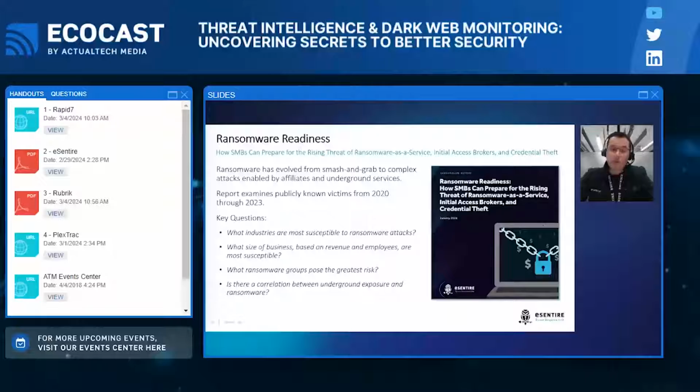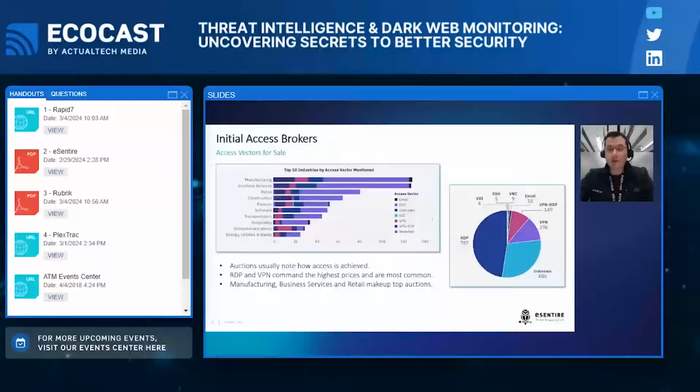Earlier this year, we did release a report looking at publicly known ransomware victims and their exposure across credential markets and initial access auctions. We identified that small to medium-sized businesses, particularly in manufacturing, retail, and business service sectors, had the most exposure across these services and ultimately ransomware. A copy of this report can be found with the handouts along with this presentation.